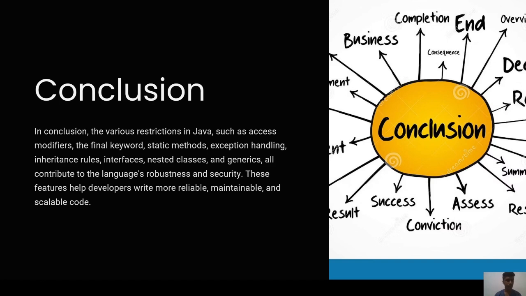In conclusion, the various restrictions in Java, such as access modifiers, the final keyword, static methods, exception handling, inheritance rules, interfaces, nested classes, and generics, all contribute to the language's robustness and security. These features help developers write more reliable, maintainable, and scalable code.